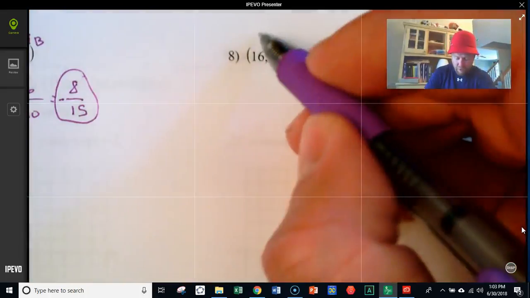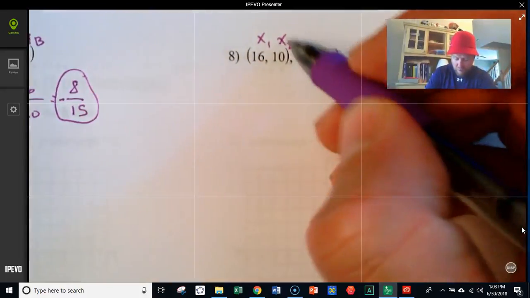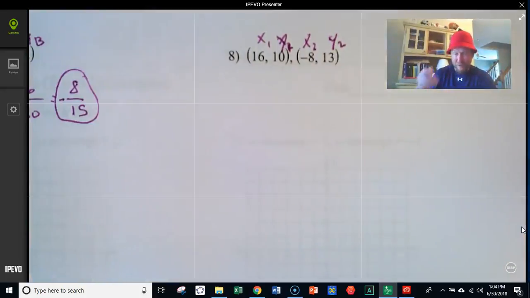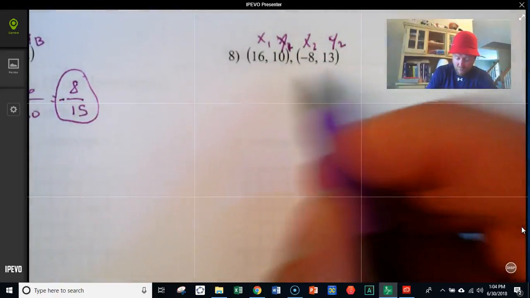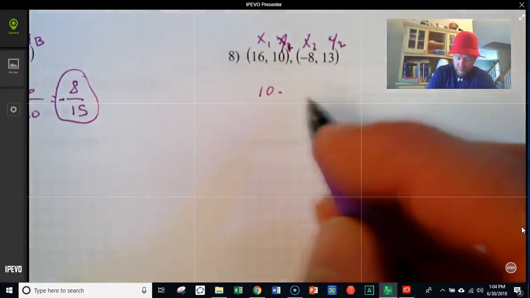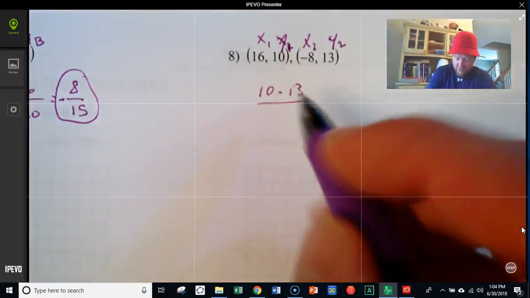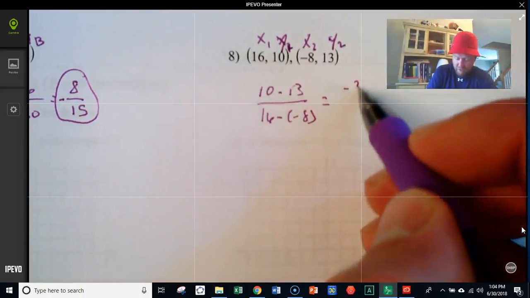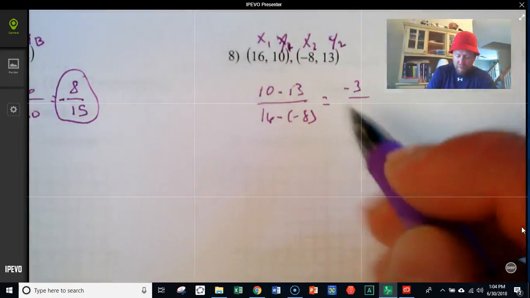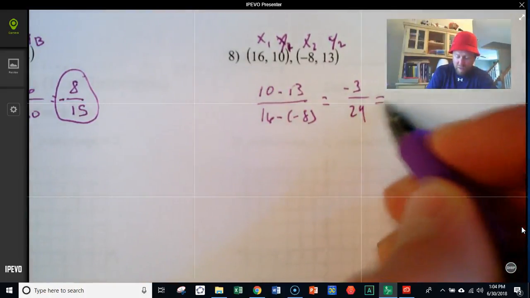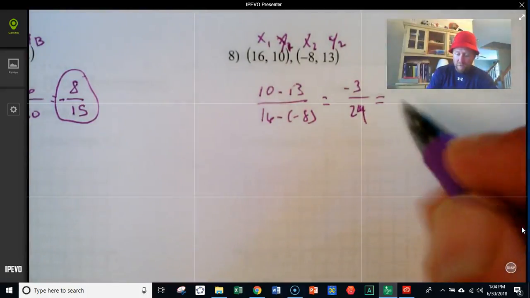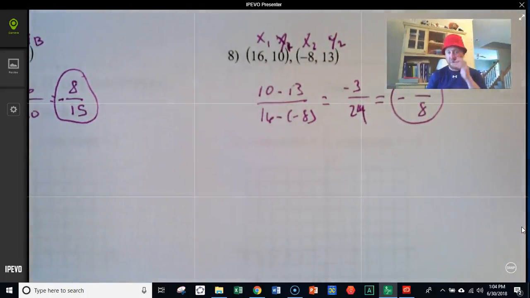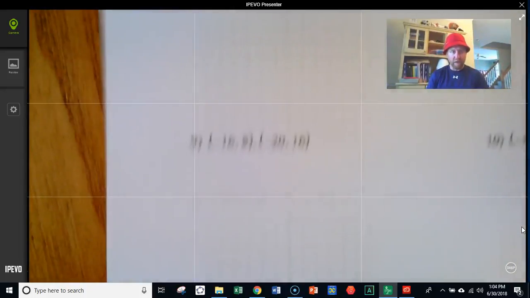Okay. Over here, I'll go x sub 1 and y sub 1, x2, y2, and then we'll go 10 minus 13 over 16 minus negative 8. 10 minus 13 is negative 3. 16 plus 8 is 24. And negative 3 over 24 is the same as negative 1 over 8. Okay, good.